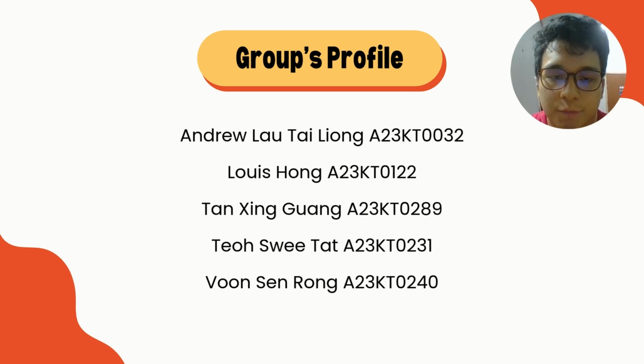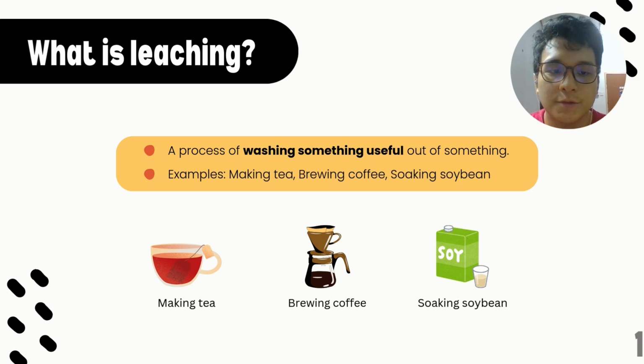And now let us move on to what is leaching. So what is leaching? Leaching is a process of washing something useful out of something. Examples like making tea, brewing coffee, and soaking soybean.